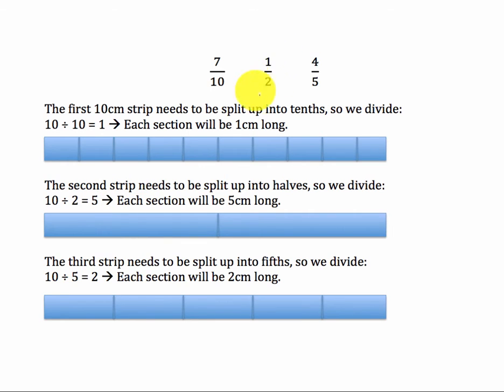The second one is 1/2, so that tells us we need 2 equal sections, and we're going to count one of them. If it's 10 centimeters long, we need to go 10 divided by 2, and that will equal 5. So there's 5 centimeter long sections. So measure 5 centimeters, draw a line, then 5 more centimeters, and that will take us to the end of the rectangle. And the third strip should represent 4/5, so I need 5 equal sections. I take 10 centimeters, divide it into 5 equal sections. That tells us each section will be 2 centimeters long. So measure 2 centimeters, draw a line, 2, and so on.